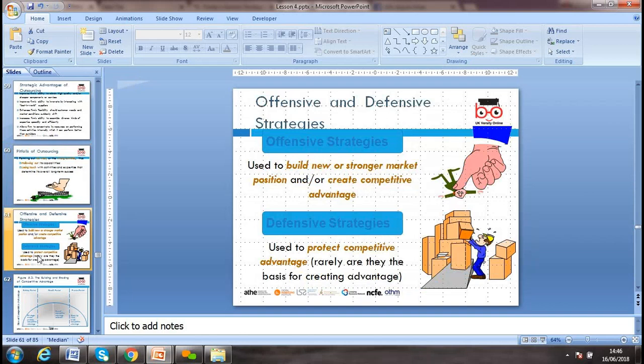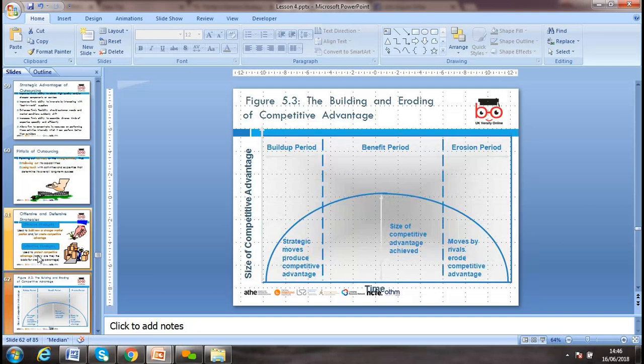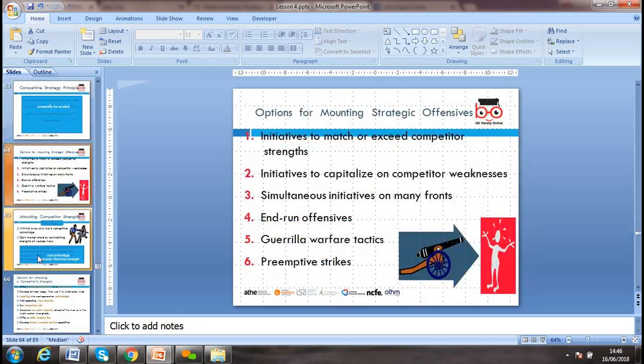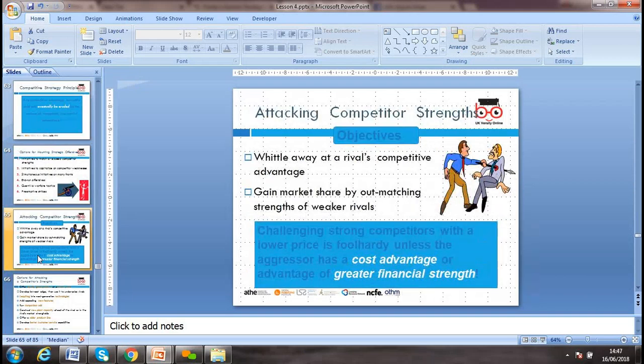Offensive strategy is used to build a new, stronger market position and create a competitive advantage. Defensive strategy is used to protect the competitive advantage. So building a new, stronger market position can be offensive, and protecting it can be defensive. For building competitive advantage, we can focus and make strategies for it.